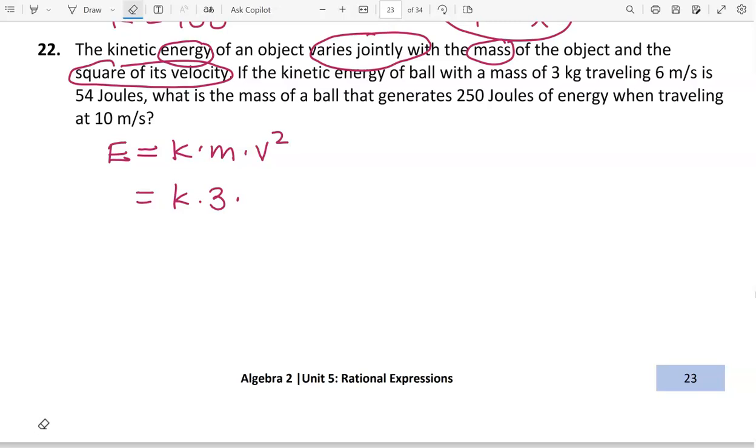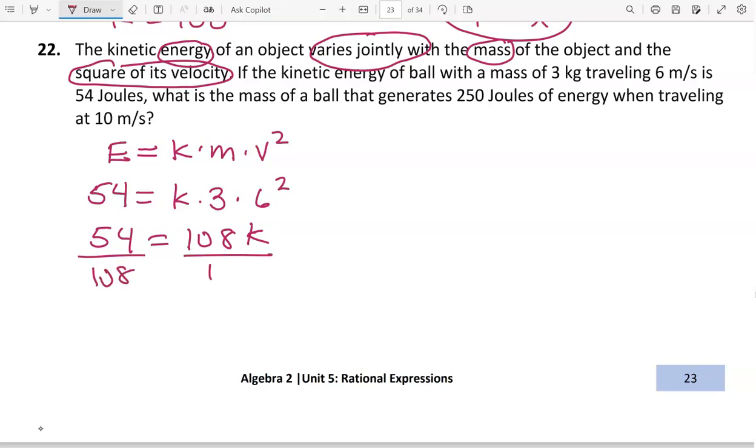So we're going to replace the v with 6. Has an energy of 54 joules. So 54 is the value of E. So 54 is equal to k times, and that would be 3 times 36, which is 108. So 108 times k. Dividing both sides by 108, k is equal to a half. So that makes the equation of variation here, E is equal to 1/2 mv squared.